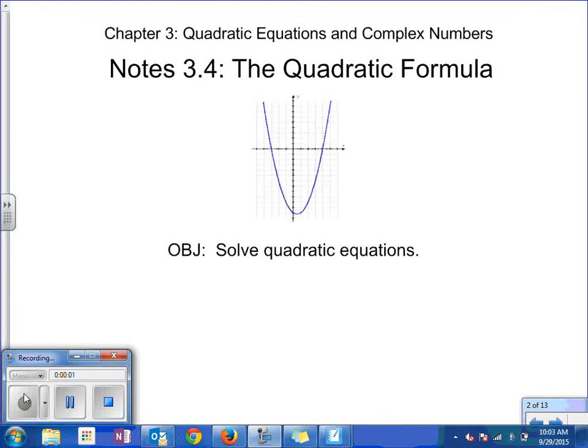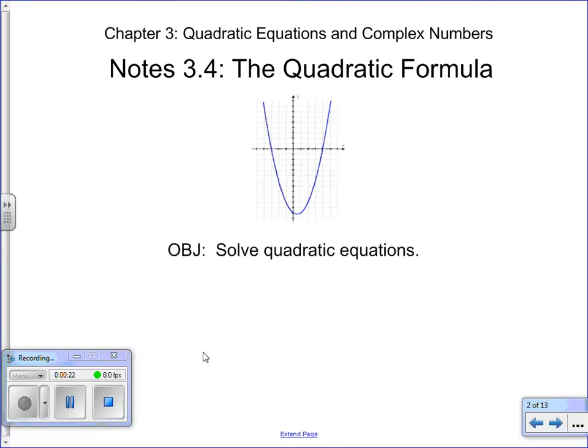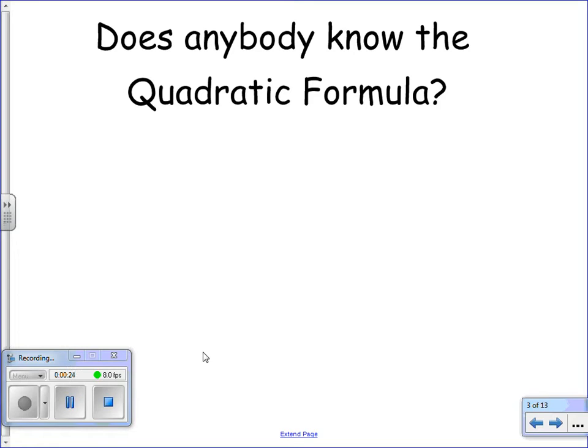Something that's interesting is what we did yesterday with completing the square. It really is the quadratic formula. So while we learn them as two separate entities of solving, they're really doing the same thing. Okay. So my question to you to begin, does anybody know the quadratic formula?